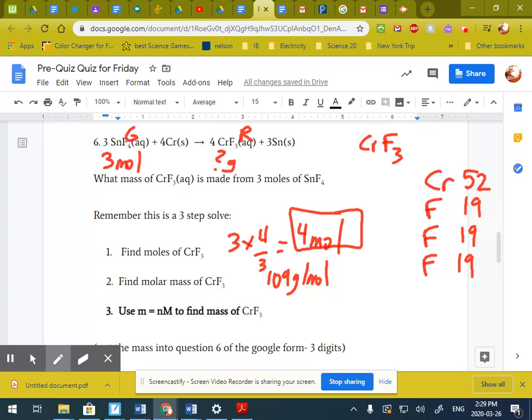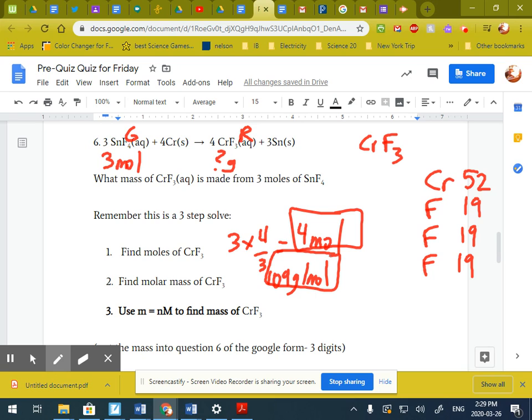The 1 chromium, 52. Chromium is 52, and we're going to go 19 times 3. Yep, just double checking that it is 109. That's the next number we're going to use.